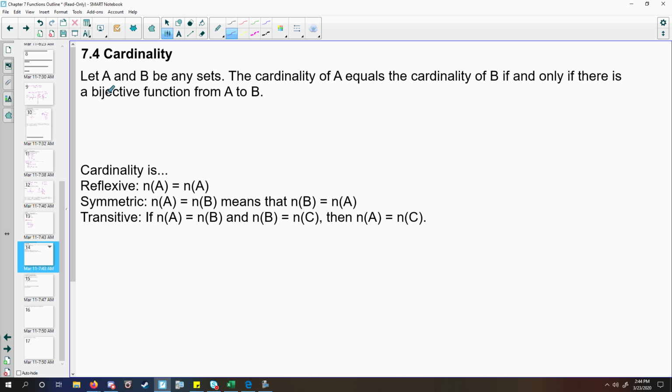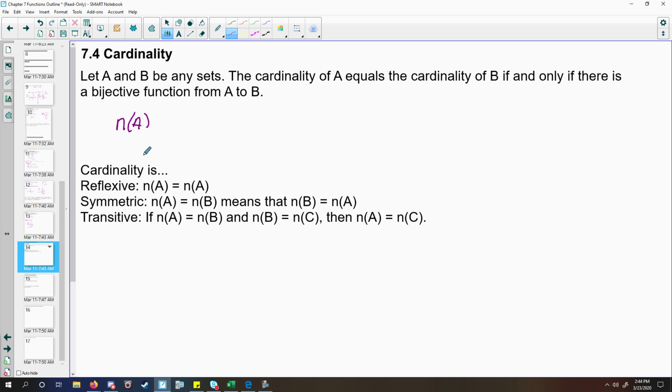A few things that you may find helpful with cardinality. The first is going to be that cardinality is denoted using an n. So if we're talking about set A, for example, we would say the cardinality of set A is n of A. So it looks very similar to function notation. Just remember that if these were finite sets, you would be counting the number of unique elements that exist.